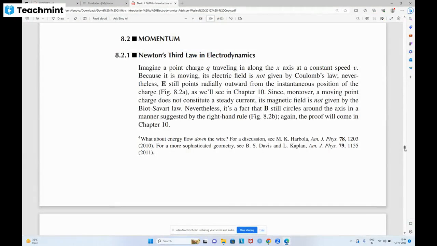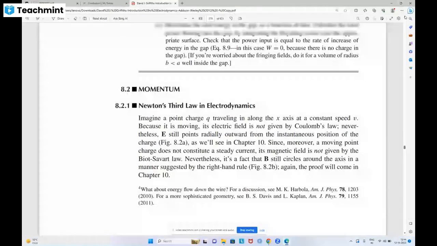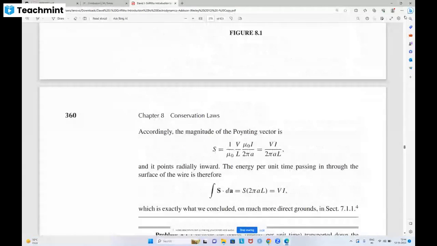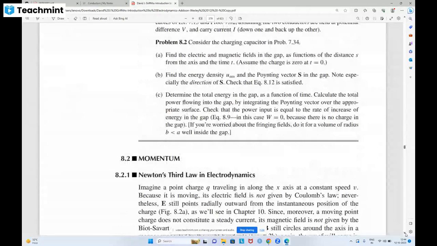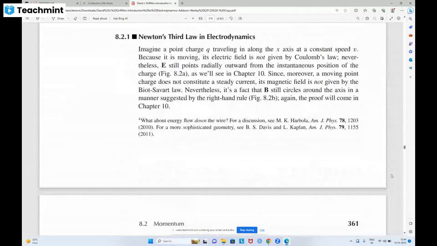So we have done this till here. This is exactly what we concluded on much more direct grounds, and that is we have done this relation, this one, in section 7.1.1. And now we have the next topic, momentum.